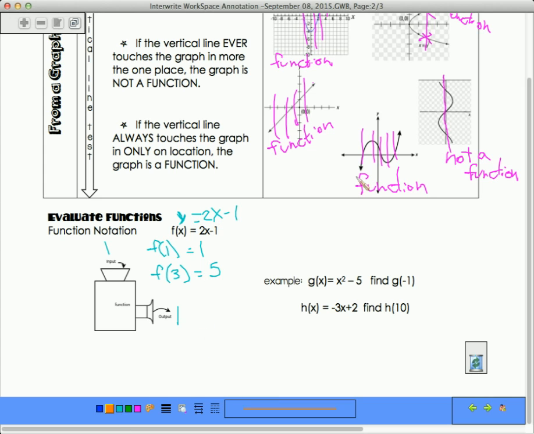Trying this next one down here, I have g of x equals x squared minus 5. Find g of negative 1. That means everywhere I see an x, I'm going to put a negative 1. Now remember, this is just a fancy y. This is just a label, so leave it alone. g of negative 1 is what we're finding. Equals negative 1 squared. Negative 1 times negative 1 is positive 1. Minus 5. So g of negative 1 is 1 minus 5, or negative 4.